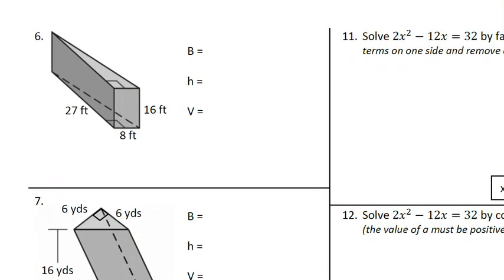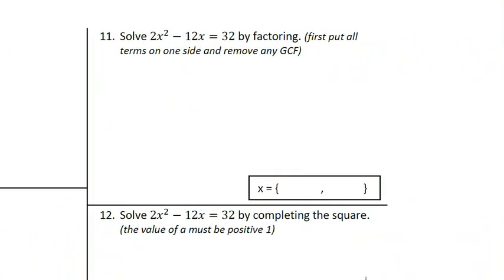All right, I'm going to give you a little bit of guidance on these last 3. Number 11, solve this by factoring. Don't forget, class, you have to put all the terms on one side, so move the 32 to the other side. That's going to become negative 32. Then I would tell you, remove your GCF, which is, in this case, 2 because 2 goes into 12 and 2 goes into 32. It's going to be a positive GCF because A is positive.